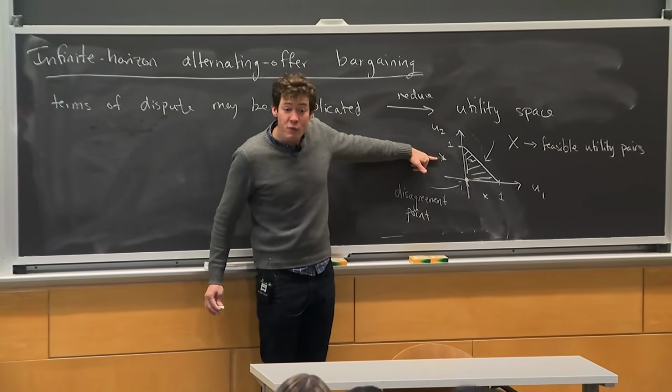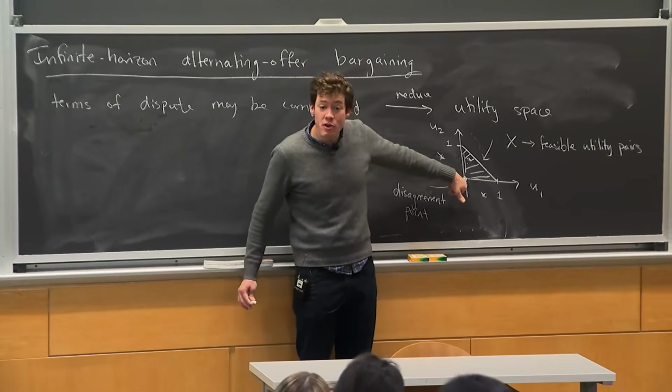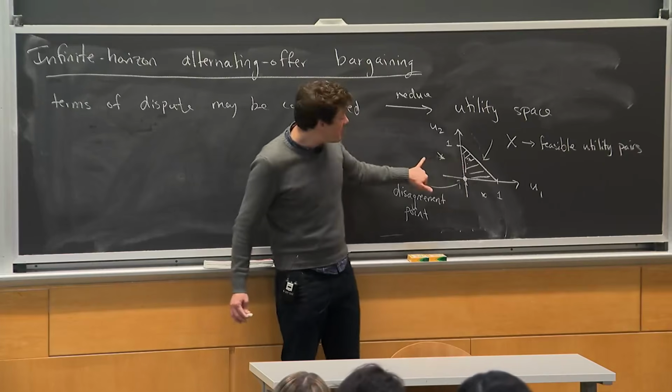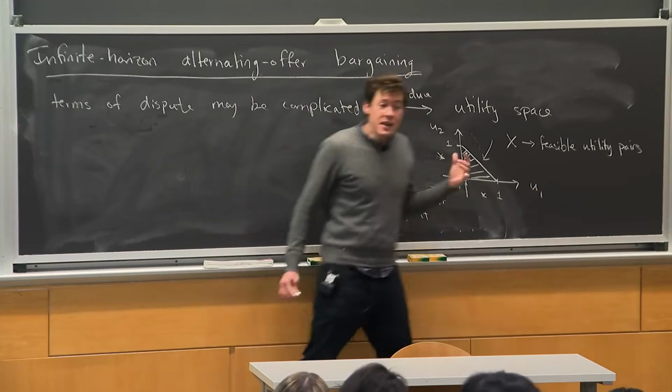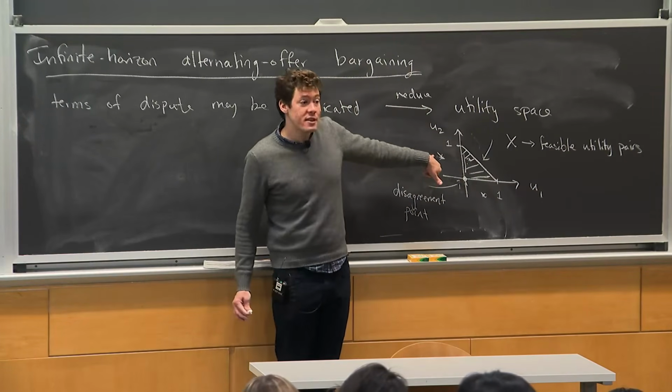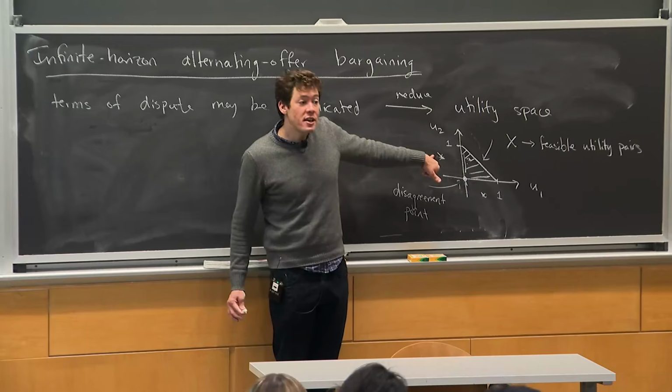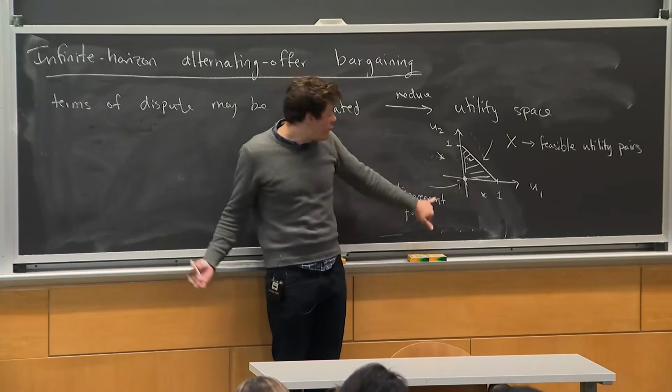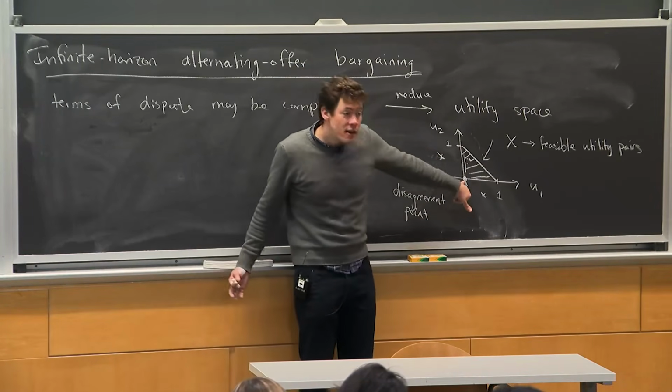This deal is great for player 2. It's a lot better than the disagreement point for player 2. The problem is that it's worse for player 1. So the idea is player 1 would never accept something like this, because player 1 can just walk away from the negotiating table, force the disagreement point, and get this point here.